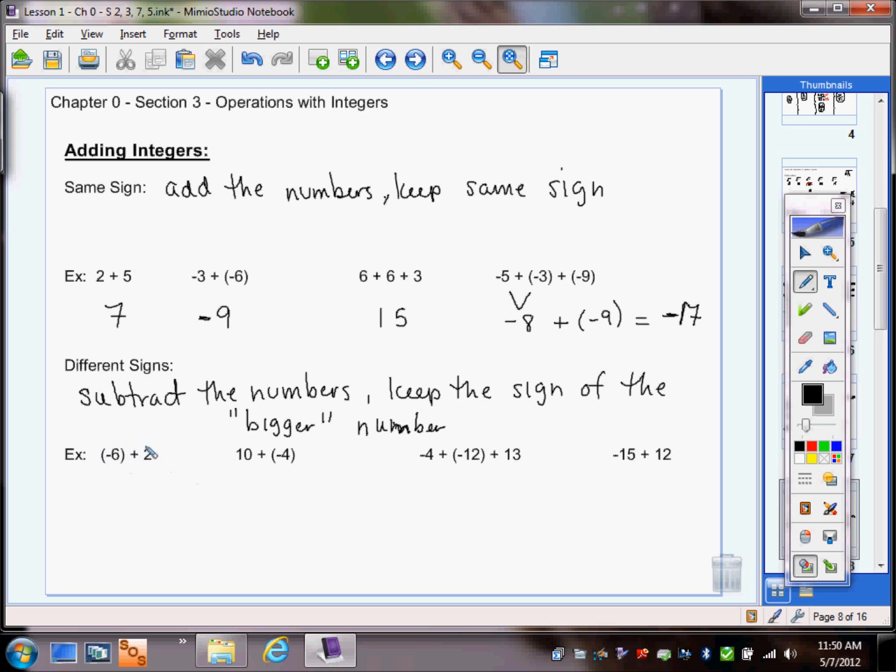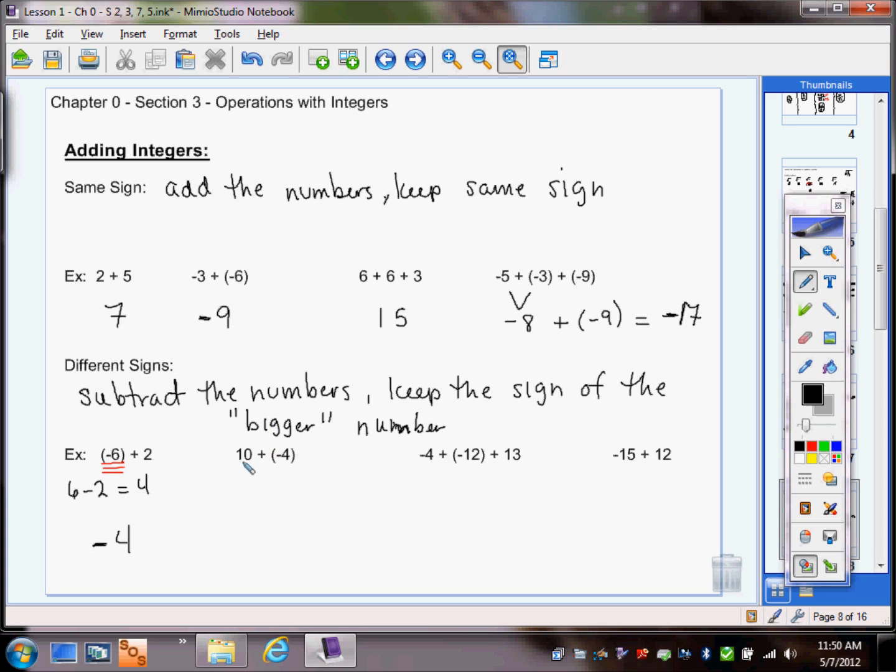Okay? So it's like this. I have a negative 6 and a positive 2. They don't match, so I'm going to subtract. I'm going to do 6 minus 2, which is 4. But negative 6, 6 is bigger than 2, so my answer is negative 4. Think about it in terms of money. If I owe you $6 and I give you 2, I still owe you 4.